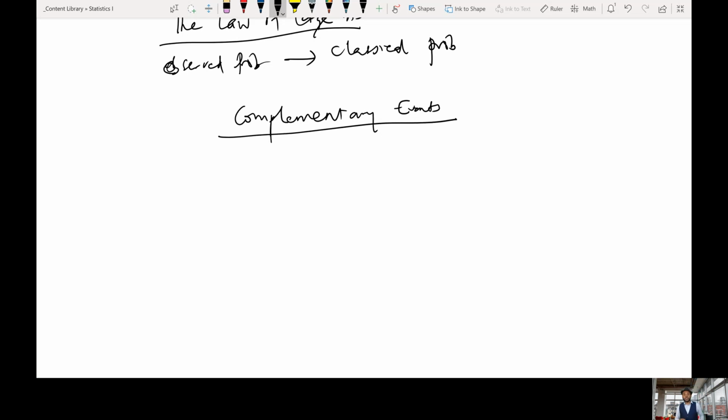So a complementary event is, for example, success and failure. Events which are mutually exclusive can't happen at the same time. So those are complementary events. We say, mutually exclusive events.